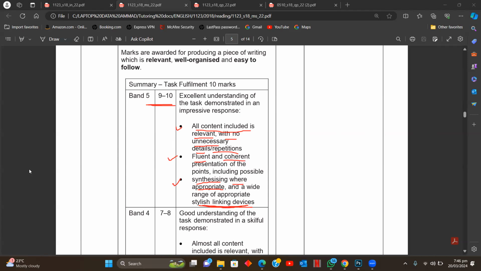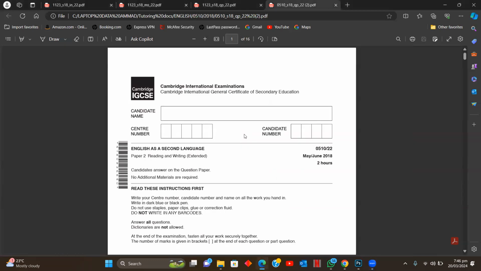I hope this is clear to all of you. Yes, this is for both first and second language, Abdurrahim. This question is for both the languages. This marking criteria, however, is for the first language. Here's the second language paper as well.